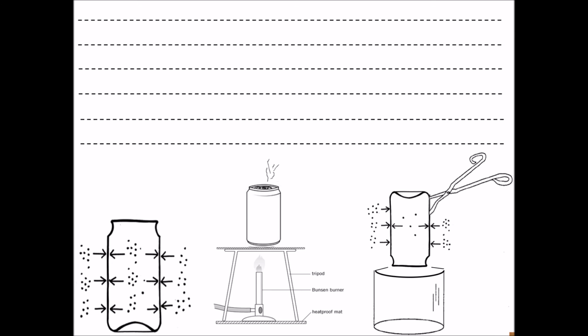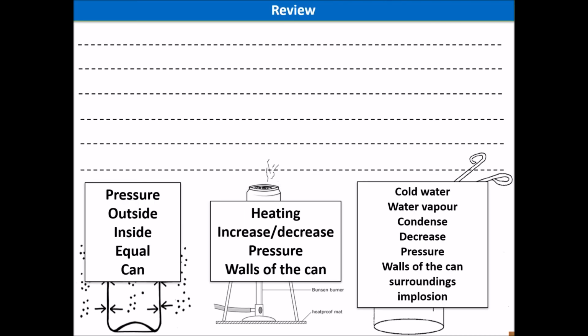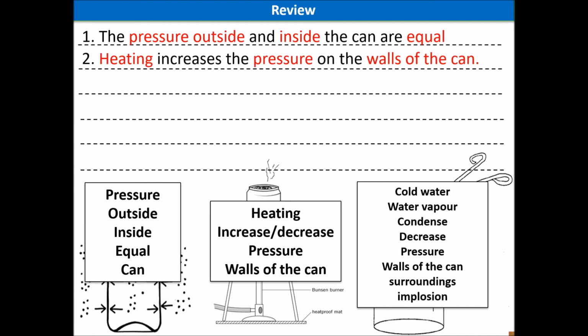Okay, let's see how you did. If you've not done it yet, please make sure you pause the video and have a go. So the kind of thing that you should have written would be, for the first diagram, the pressure outside and inside the can are equal. For the second diagram, heating increases the pressure on the walls of the can.